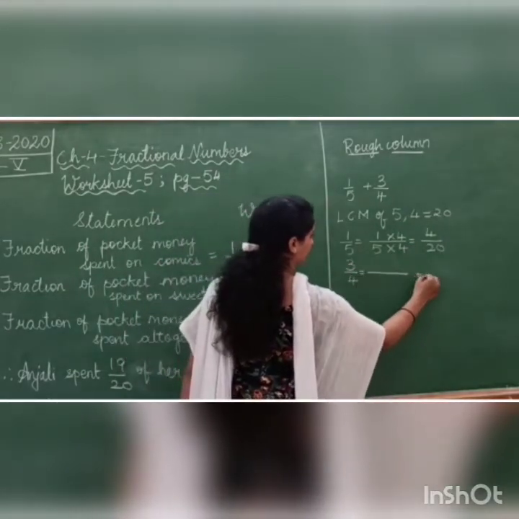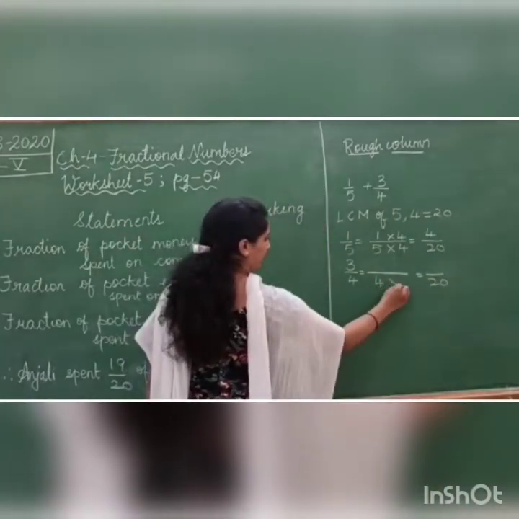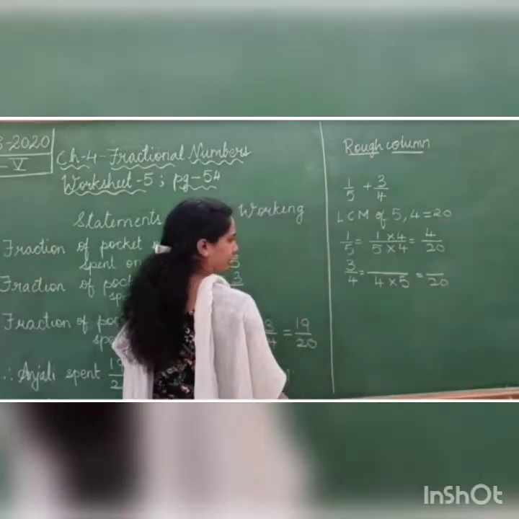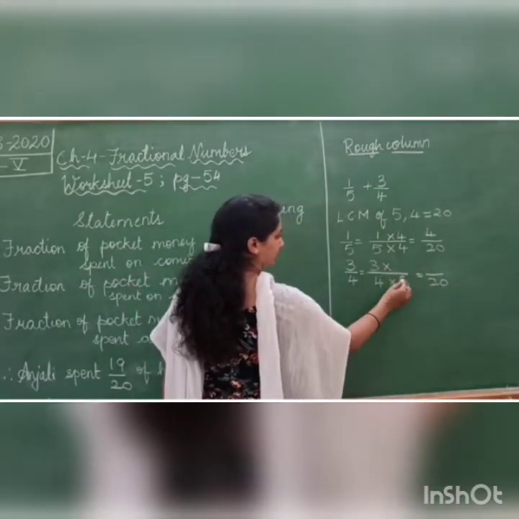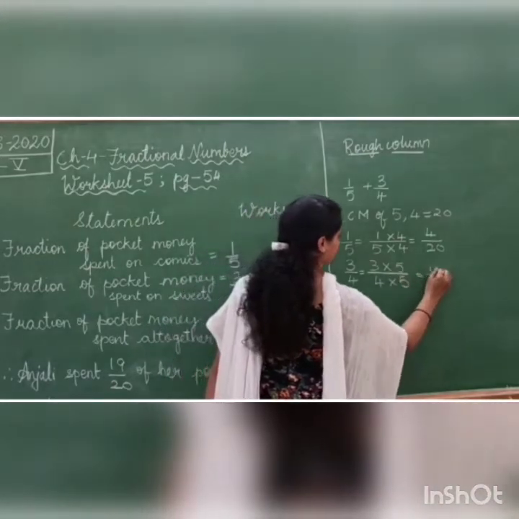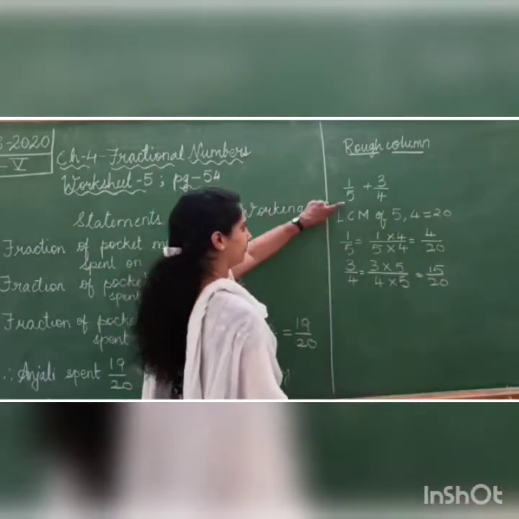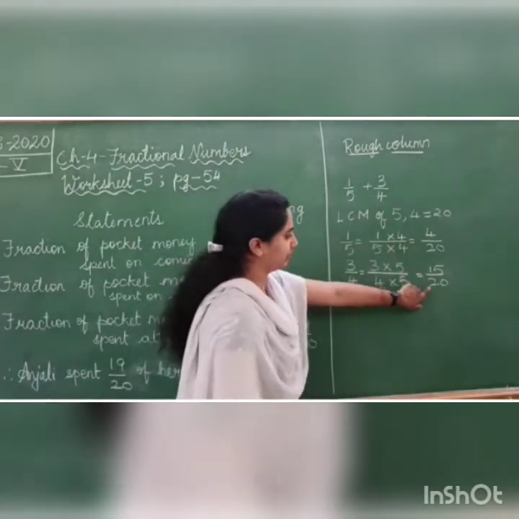Next, 3/4. Convert the denominator into 20. How do I convert? By multiplying the denominator by 5. That is 4 into 5, 20. Multiply the numerator also with the same number. Do not take any other number. Now, I have converted 1/5 as 4/20, 3/4 as 15/20.